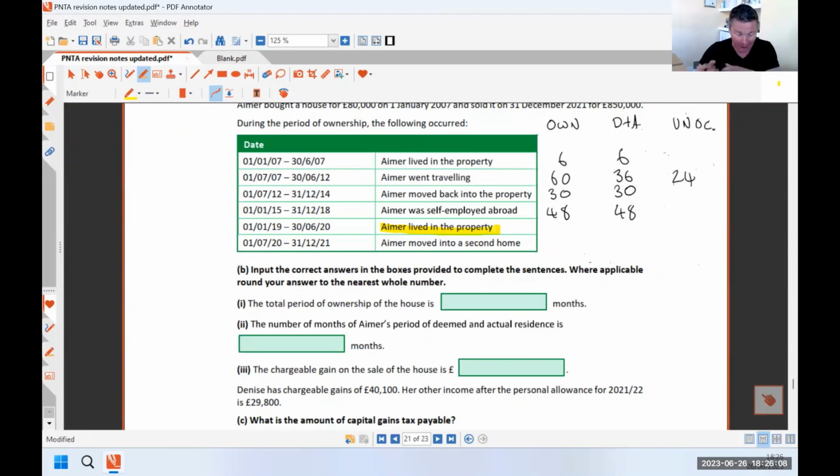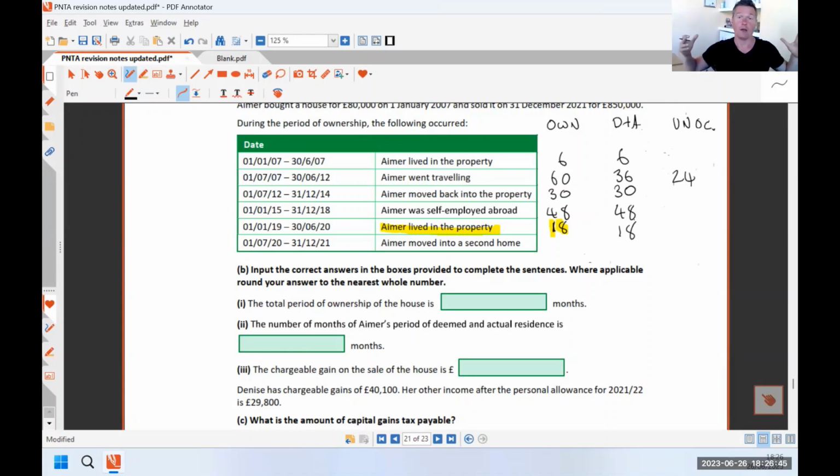Gotta love PPR. So he then moved back into the property on 1st of January 2019, 30th of June. So a year after that would be 31st of December 2019. We don't get to 31st December 2020, so it's 1 year and 6 months. So it's going to be 18 months actually living in the property. He then moved out. So what's the last PPR relief we can claim?